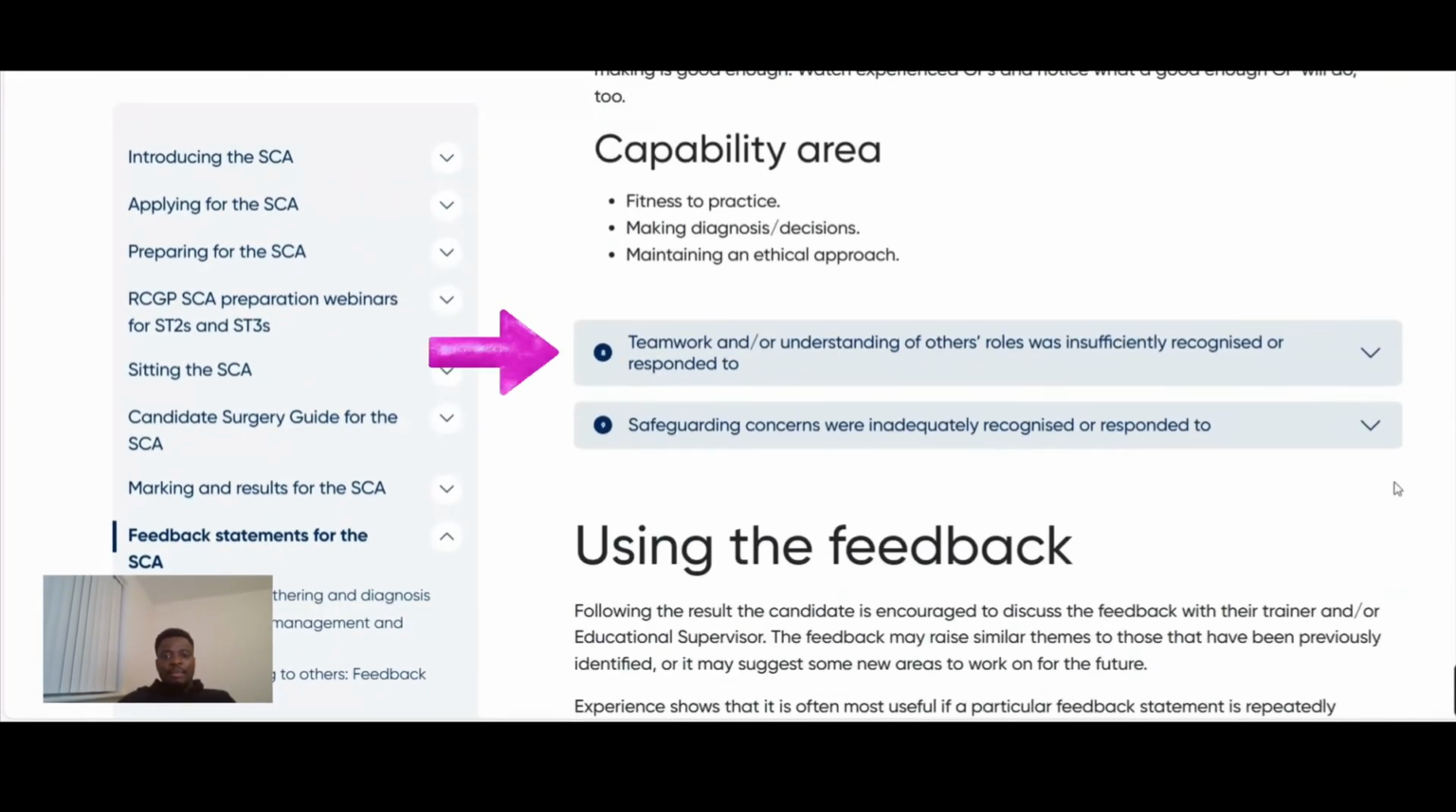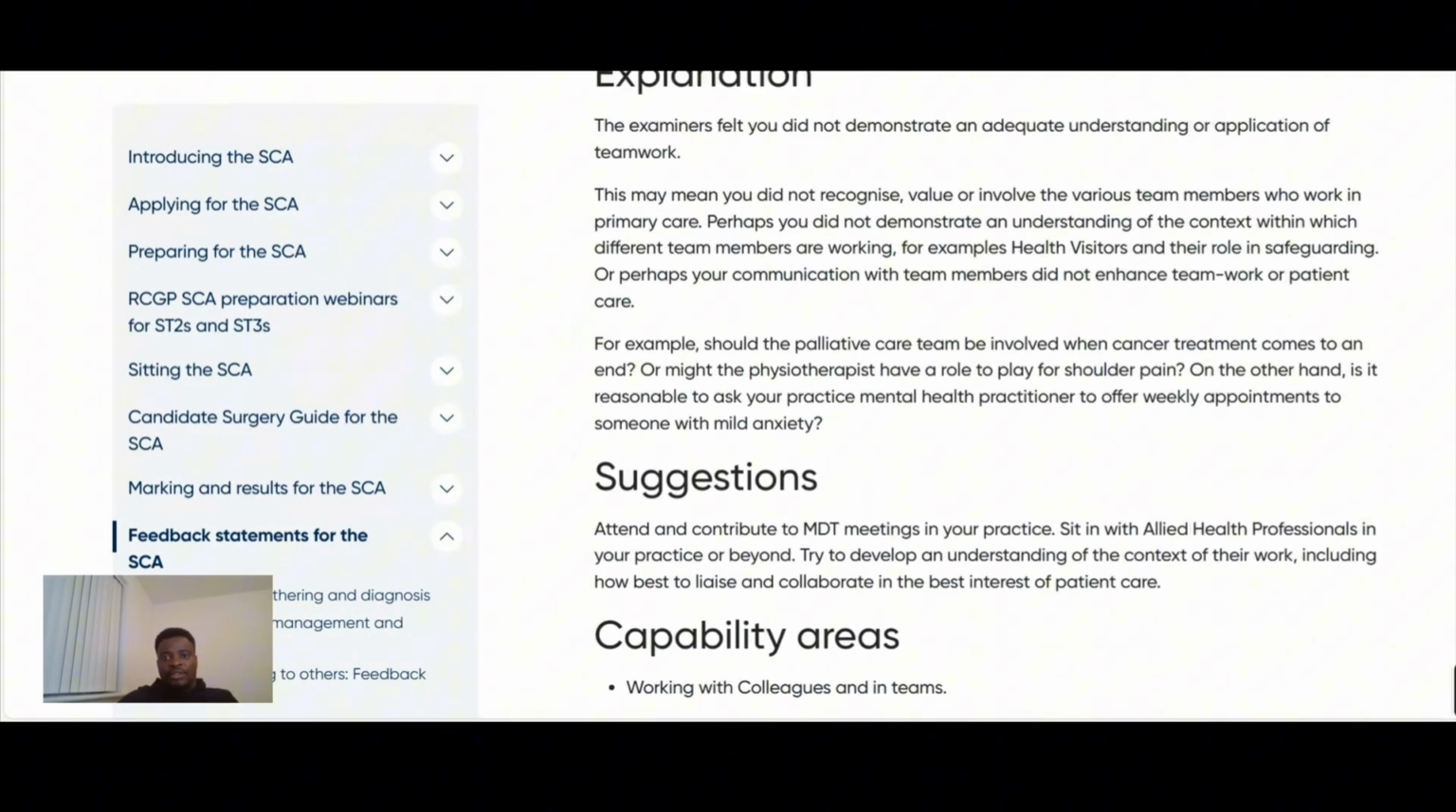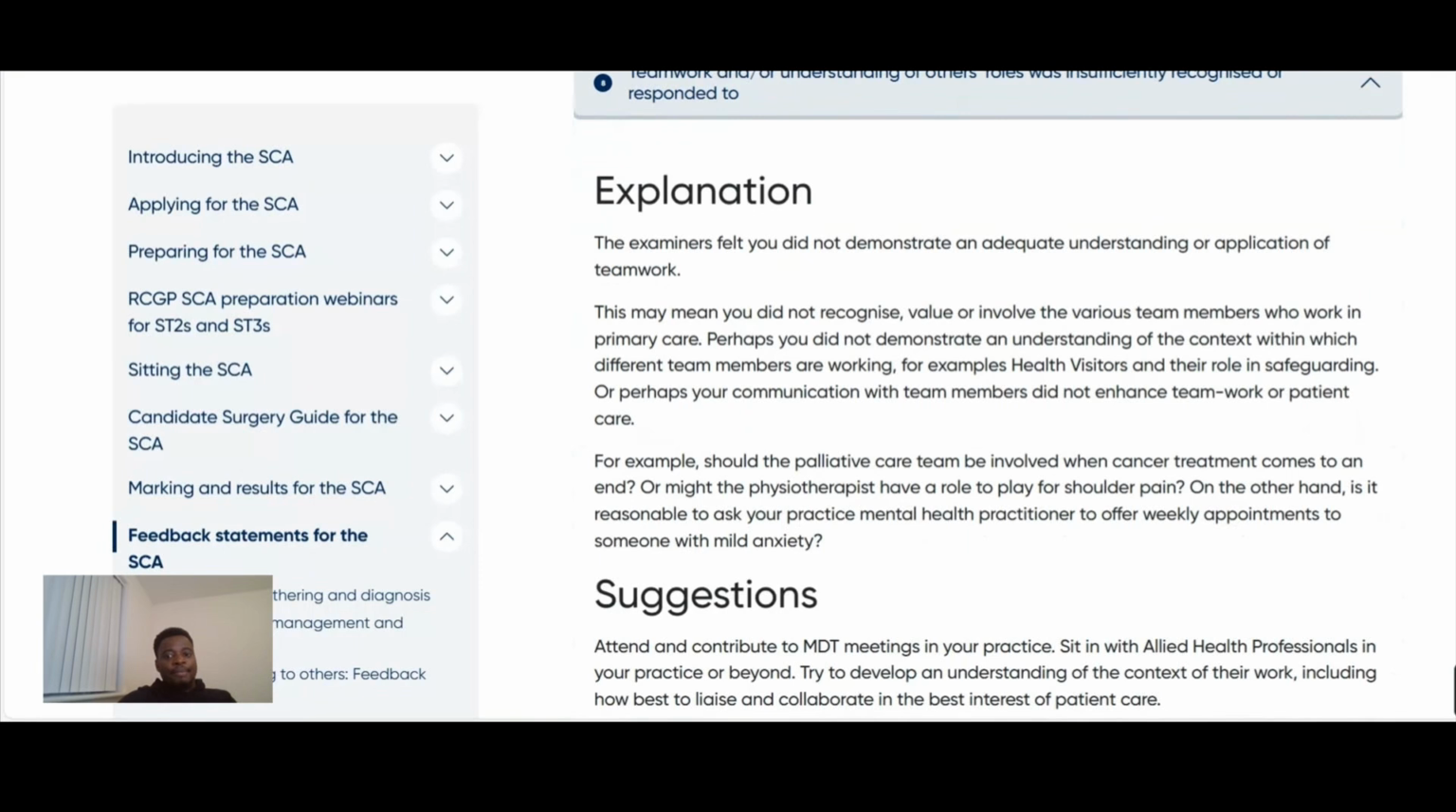The next one is teamwork and or understanding the role of others was insufficiently recognized or responded to. This is a doctor not recognizing the roles that can be played by other healthcare workers. For instance, we've got health visitors and their role in safeguarding. For instance, you've got a gentleman with rheumatoid arthritis all over his hands, and we are not thinking of social prescribers. We are not bringing them in to manage the condition. And what's been written here is that the examiners felt you did not demonstrate an adequate understanding of teamwork.